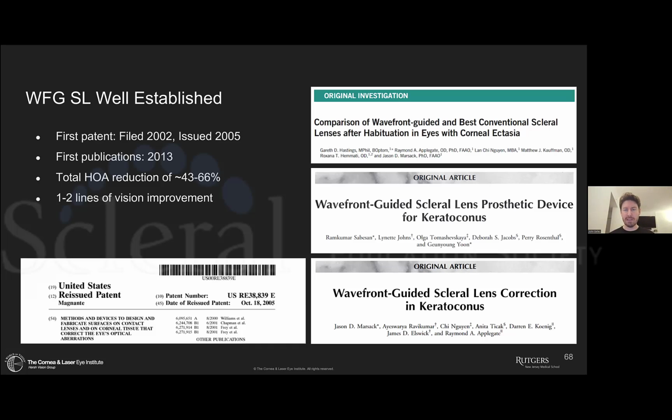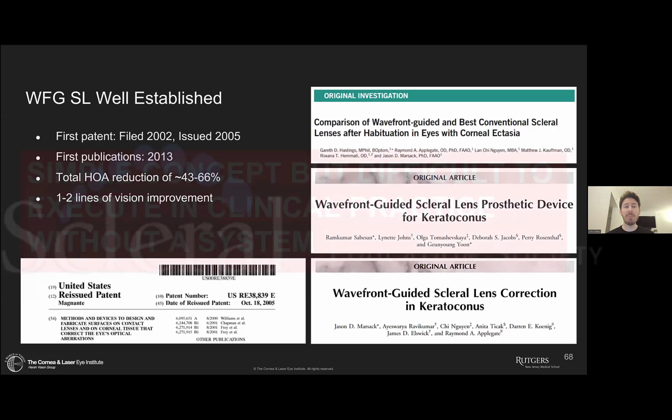But when we look at this, this is Marsack's group. This is Geunyoung Yoon's group. And Lynette Johns holds a patent in this with Geunyoung, and Roxana, who's on right now, Dr. Mahdi, has also contributed to this work as well. So when we look at all these papers, what we're finding is, in general, a reduction of higher order aberrations from 43 to 66% in those areas, and 1 to 2 lines of visual acuity improvement.